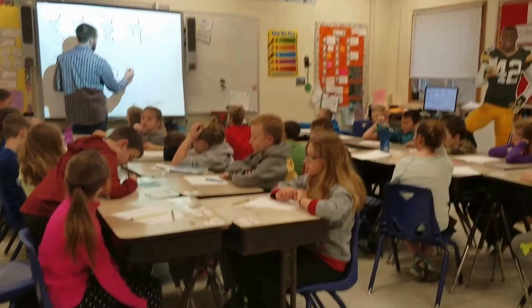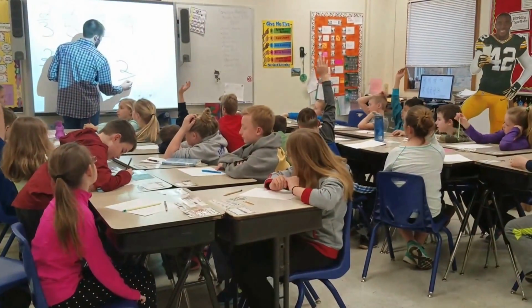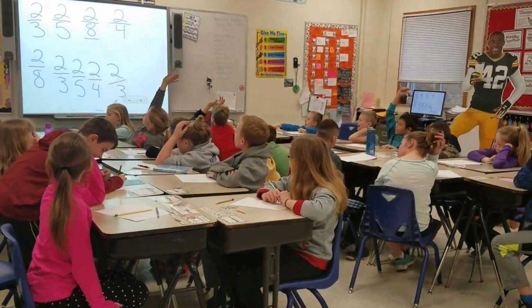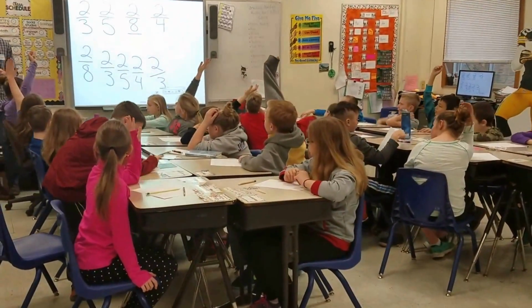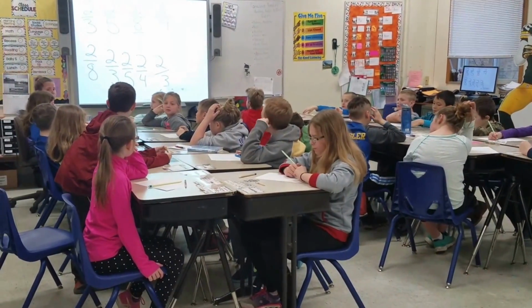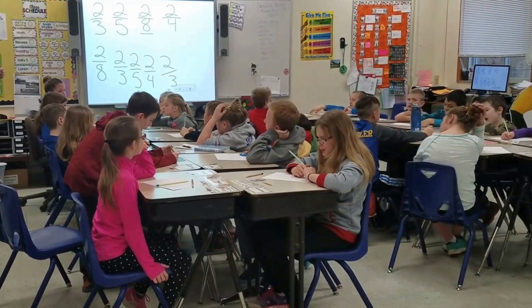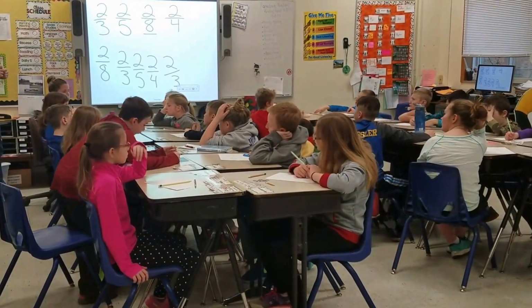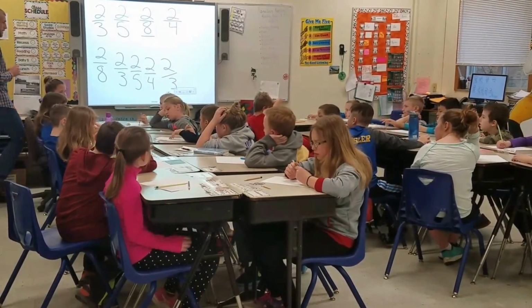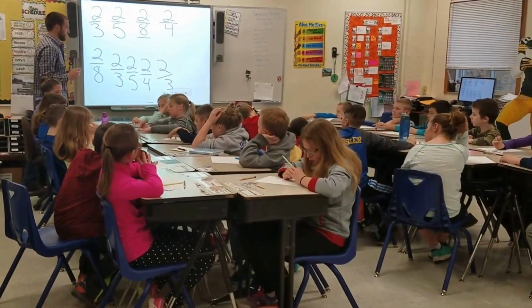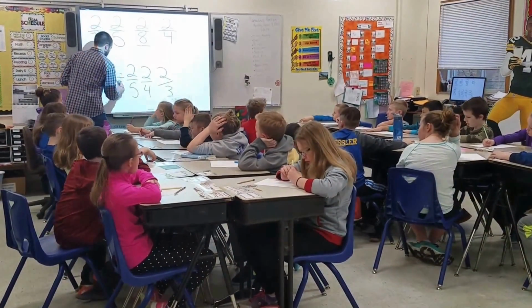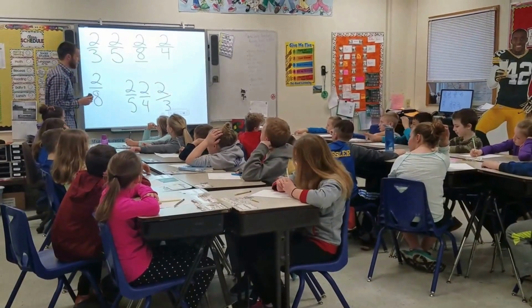2/3. Why is 2/3 this time at the end and not where Brady said it was? Anyone know? Dayton? Because there's 3 equal bars, and if you color 2 of them, you only have 1, and it's a bigger piece. Right. So I'm going to erase this one because that's not where that one belongs.